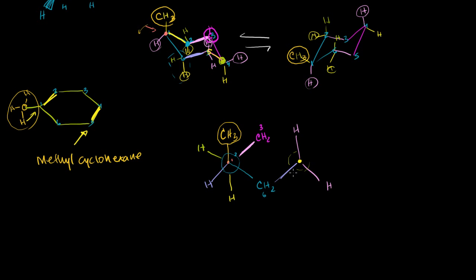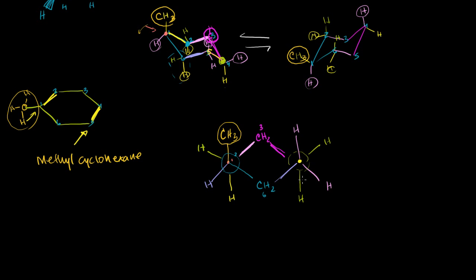And this is really just an exercise in visualization. That's why I wanted to do it with you. So carbon number 4 has an axial hydrogen. So it has a hydrogen pointing straight down. That hydrogen is that hydrogen. It has an equatorial hydrogen going out like that. And then it bonds to carbon number 3. So this bond right here is this bond, just like that.